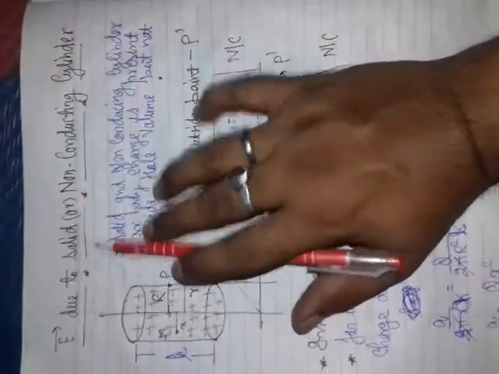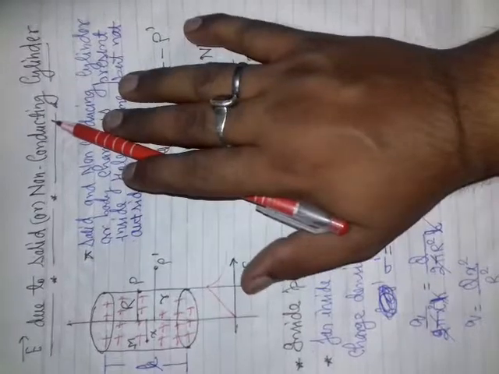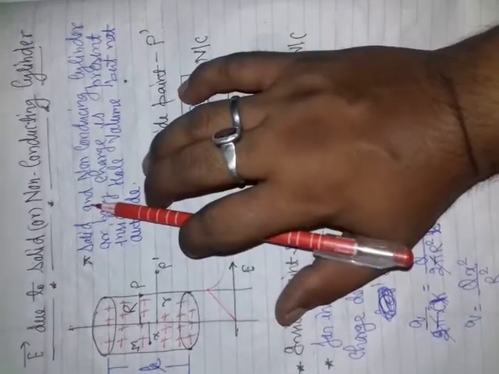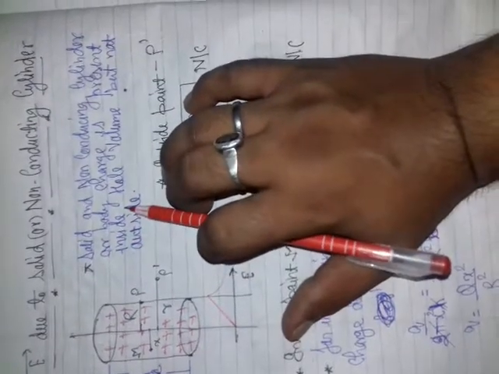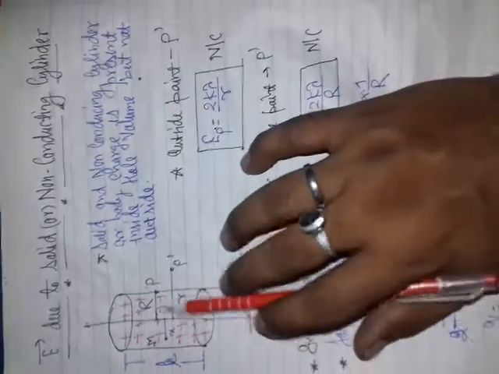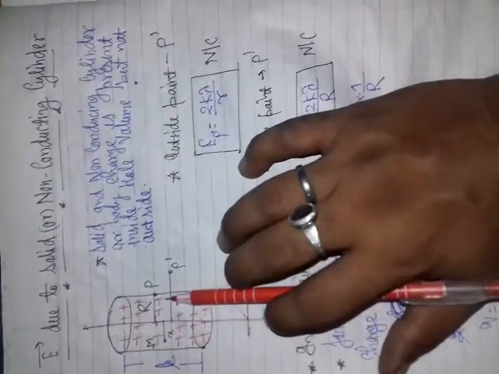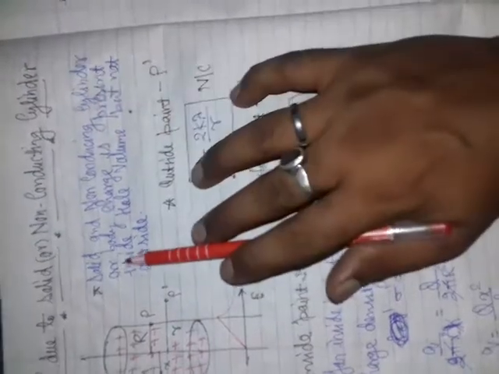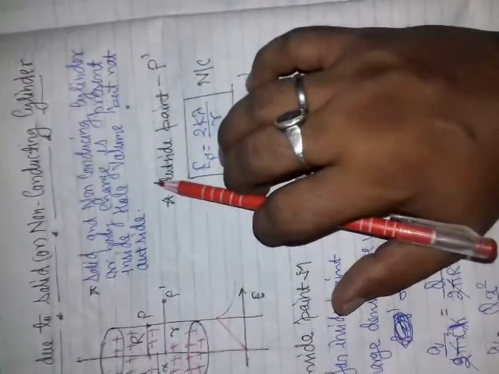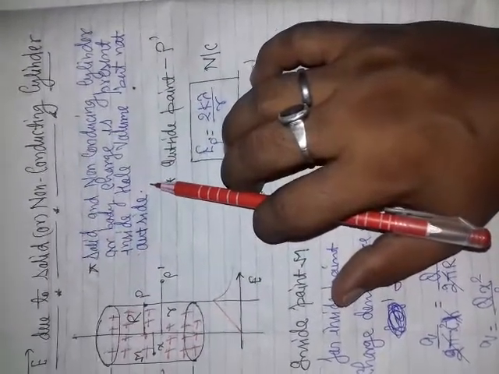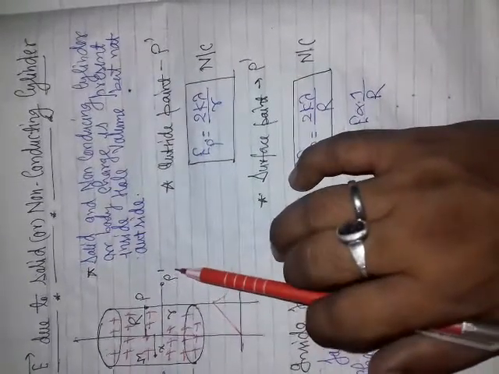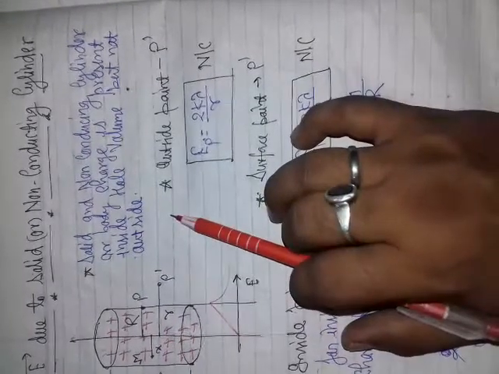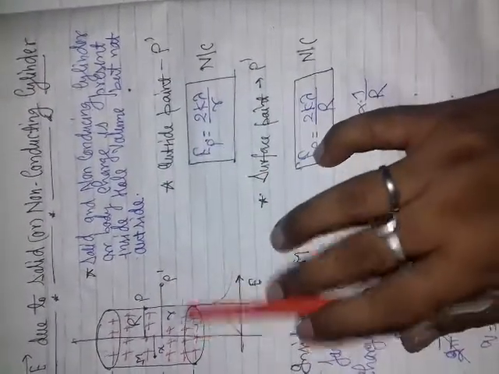Now the electric field for a solid, non-conducting cylinder. Previously we talked about the hollow, conducting cylinder, where the charge is present only on the outer surface, but in this cylinder the charge is present throughout the whole volume. In this case too we find the electric field for three points: point M inside, point P on the surface, and point P dash outside.